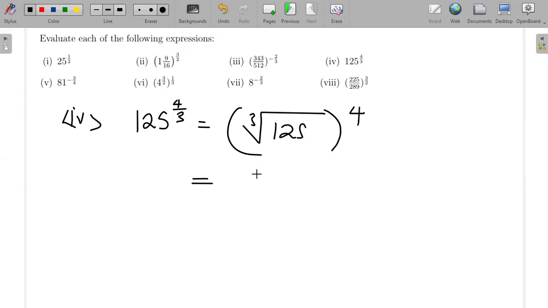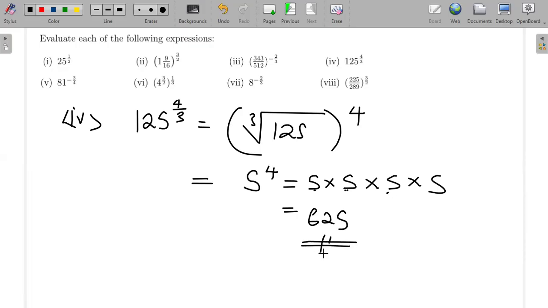It's just 5. So that would be 5 to the power 4. 5 to the power 4 is the same as 5 multiplied by 5 multiplied by 5 multiplied by 5 again. So 5 multiplied by 5 is 25. 25 multiplied by 5 is 125. And then 125 multiplied by another 5 gives you 625. So this is the answer here: 625.